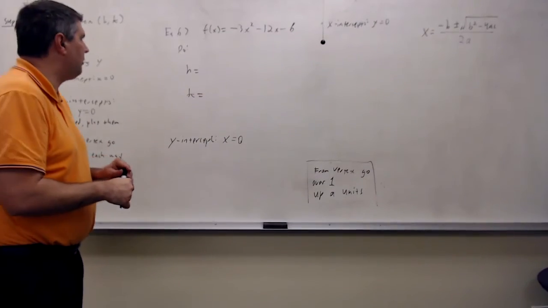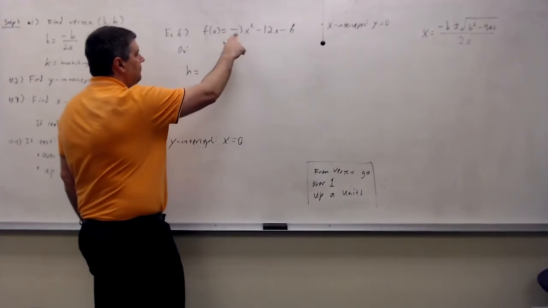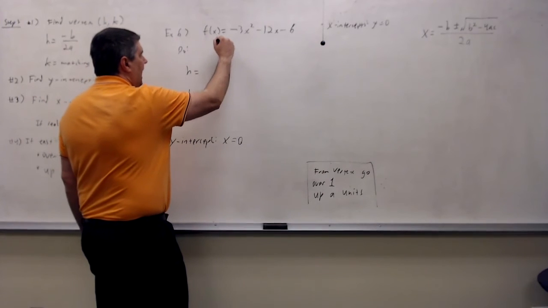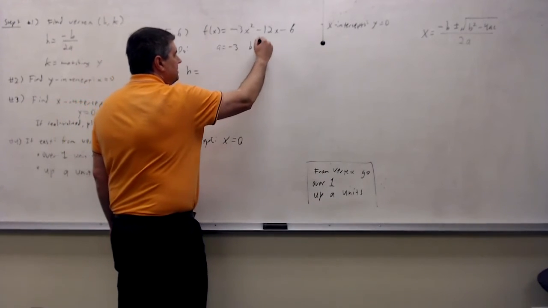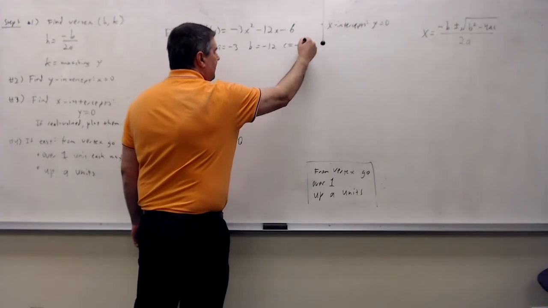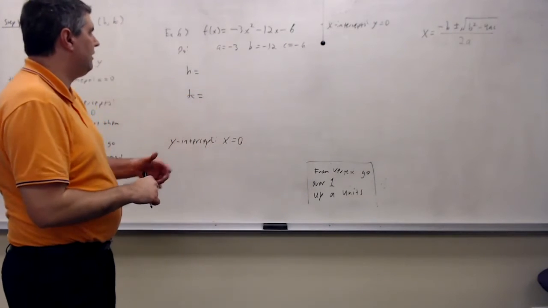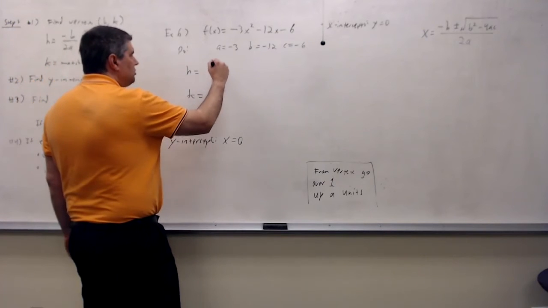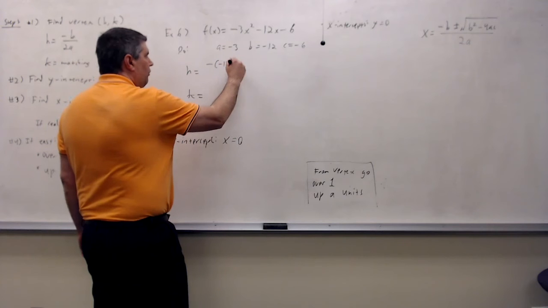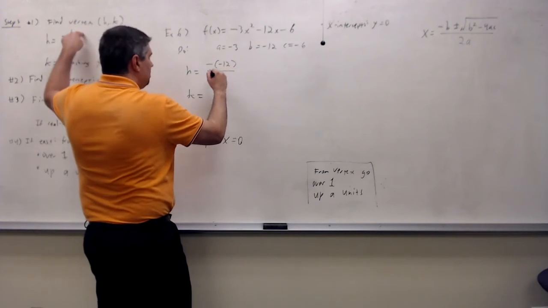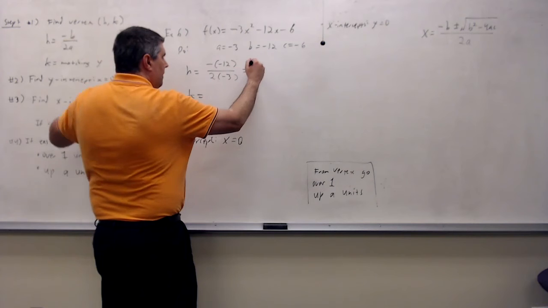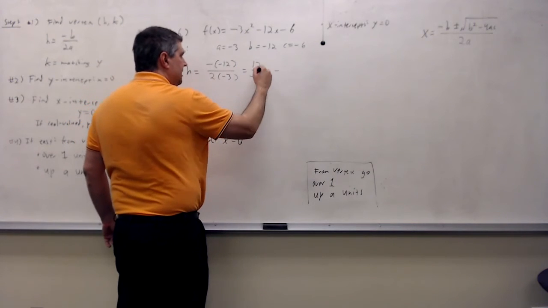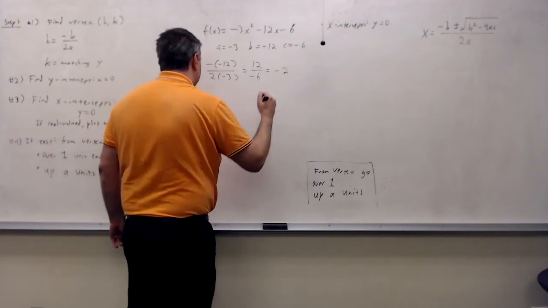Final example that I am planning on doing. F of x is negative 3x squared minus 12x minus 6. So first, A is negative 3, B is negative 12, and C is negative 6. Okay, for these purposes, H equals negative 12 over 2 times negative 3. So positive 12 over negative 6 is negative 2.